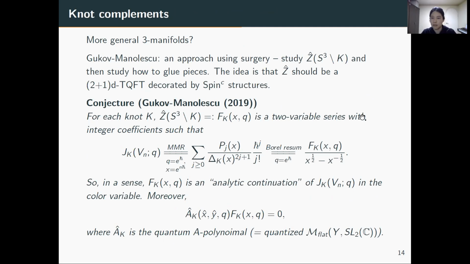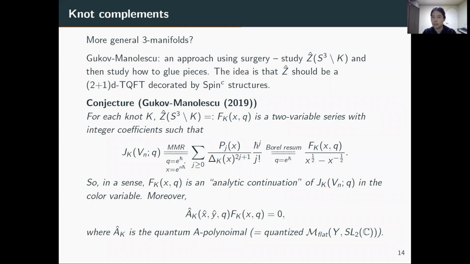So that was all good. Plumbed three-manifolds are quite a big class of three-manifolds, but at the same time it's not too big, because any plumbed three-manifolds are not hyperbolic, whereas most three-manifolds are hyperbolic. So how do we compute Z-hat for more general three-manifolds?